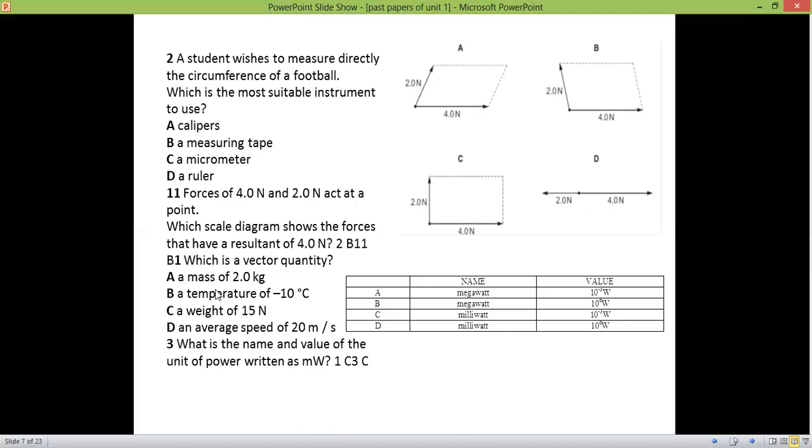Next question is, which is a vector quantity? Over here, weight is a force, it is a vector quantity. Next, what is the name of the value of the unit of power written as small m w? Small m is milli, w is watt, and milli is equal to 10 power minus 3. So C is the correct answer.